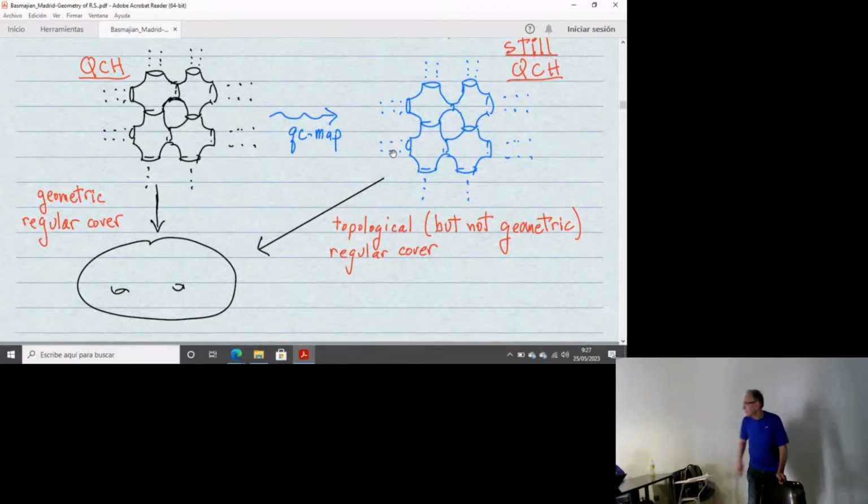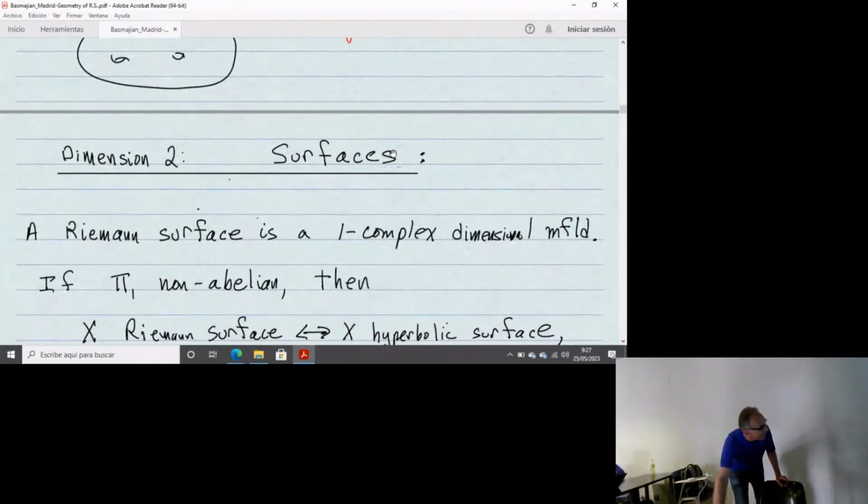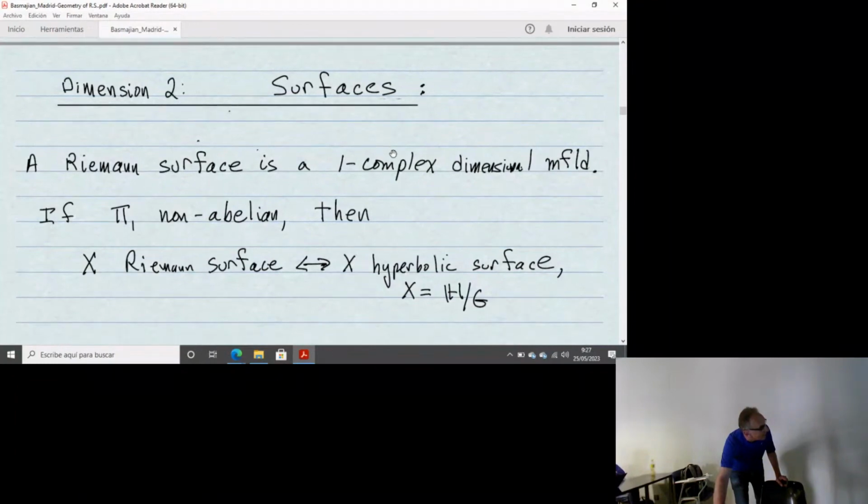I have next to no agenda, by the way. So you could stop me as often as you like, and I have a feeling I'm going to be stopped a lot. That's fine. So the focus is on dimension 2, surfaces.